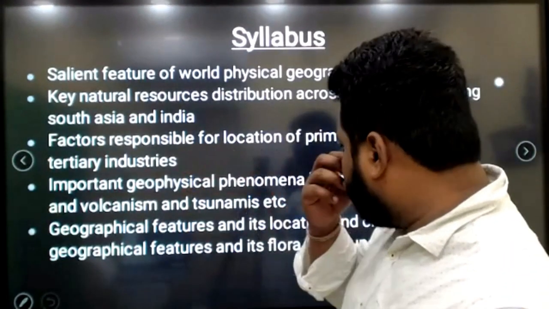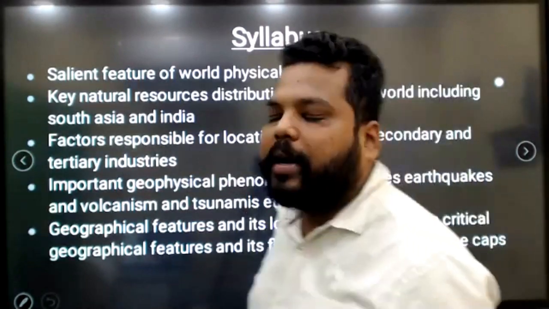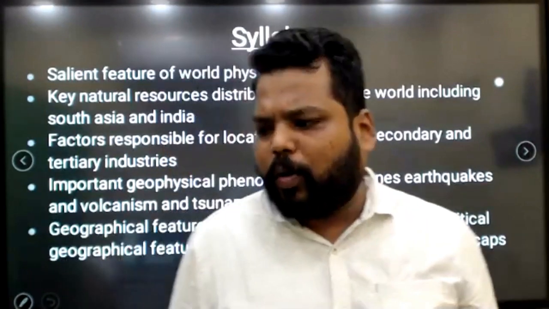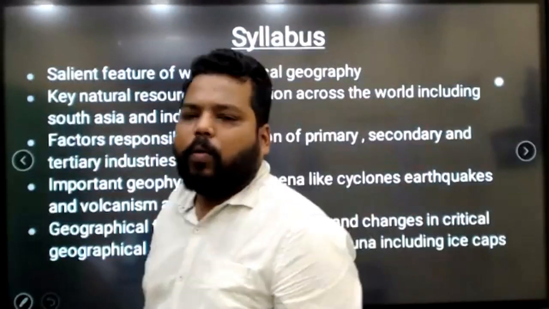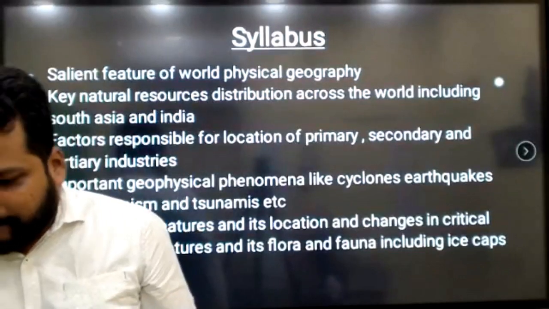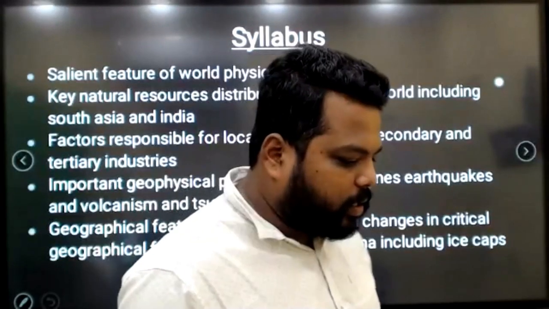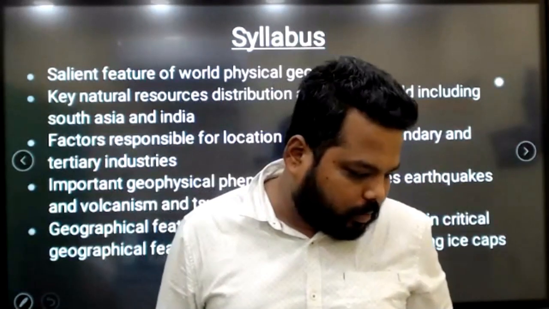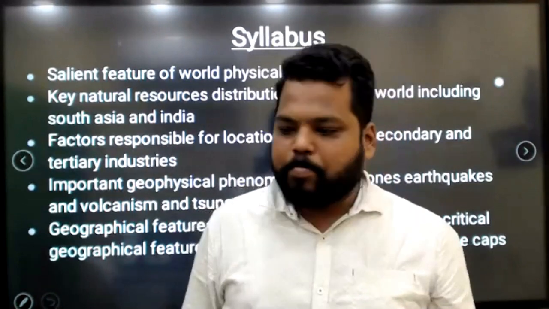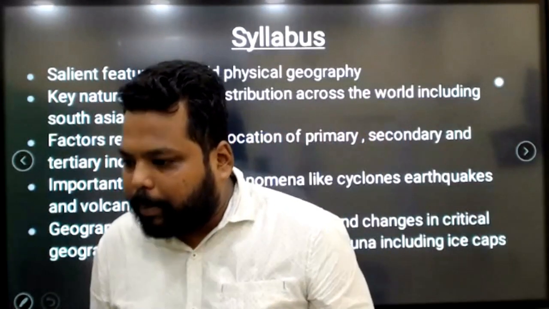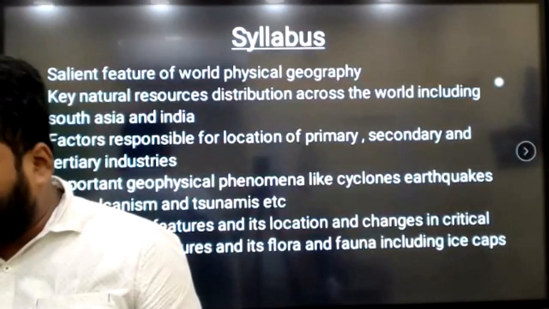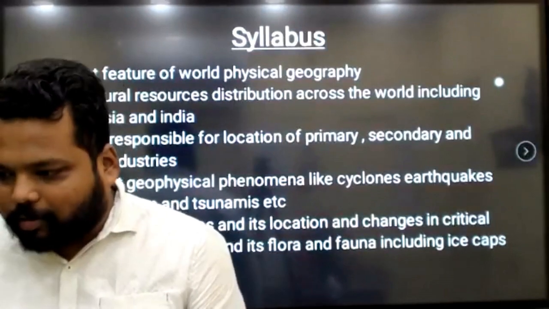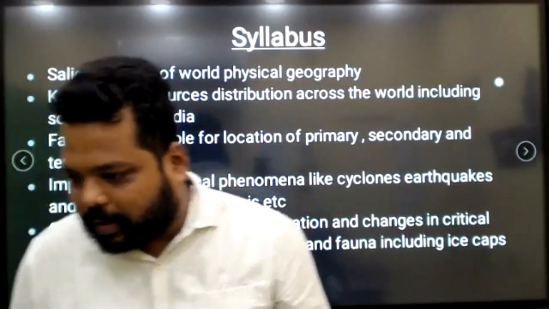For example, factors responsible for location of primary, secondary, and tertiary industries. Generally, if you want to locate an industry, what are the major factors? Can anyone say? If you want to locate an industry, what are the major factors? Can anyone say? Labor resources, absolutely true. Natural resources, yes, land, labor, transport, availability of resources, absolutely, perfect, everyone.